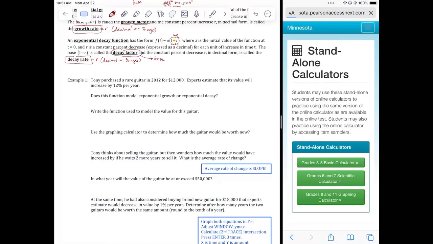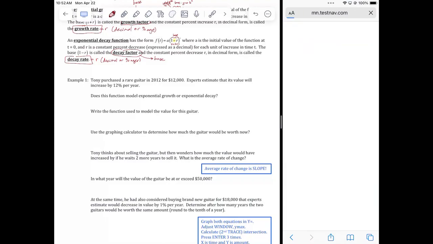It says Tony purchased a rare guitar in 2012 for 12 grand. Anybody know Tony? Tony must really love his guitars, doesn't he? He paid 12 grand for a guitar.